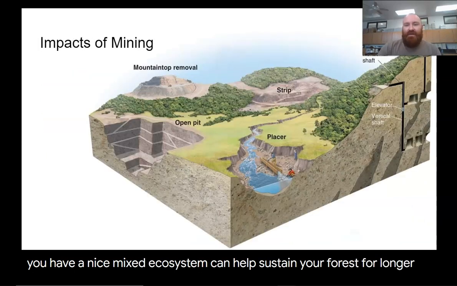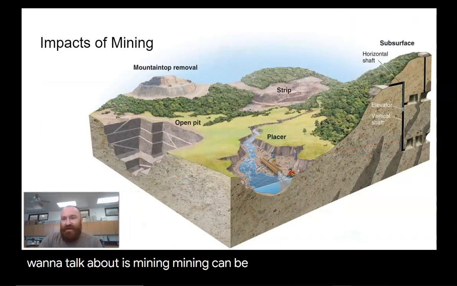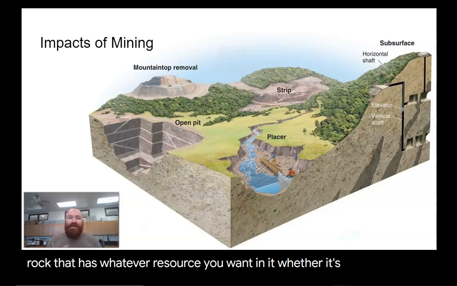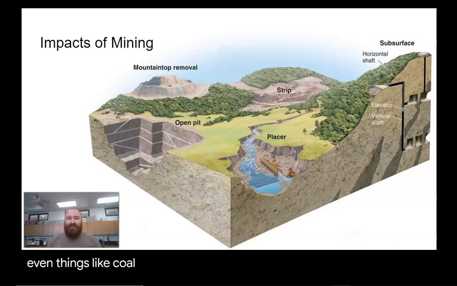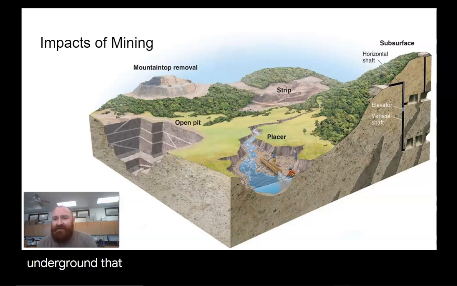Another thing that we want to talk about is mining. Mining can be pretty catastrophic. So, ore is the rock that has whatever resource you want in it, whether it's iron, nickel, gold, even things like coal. These are the things that we're mining for, minerals underground that must be accessed by accessing ore.